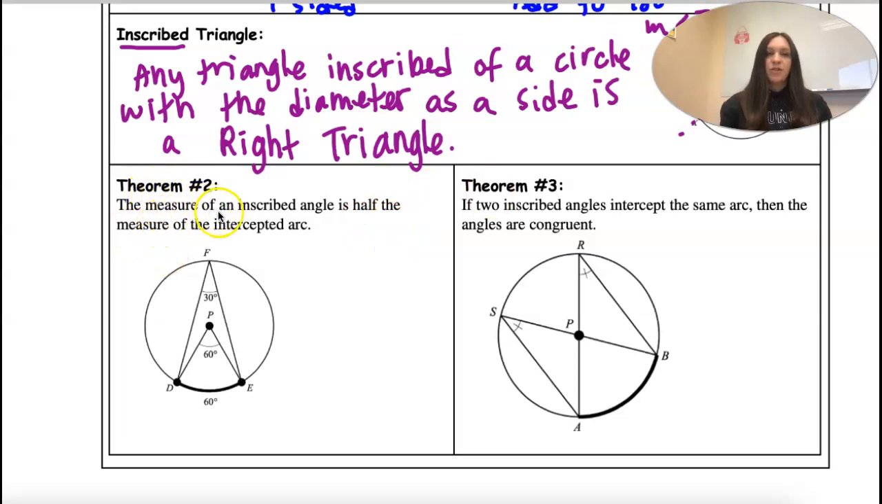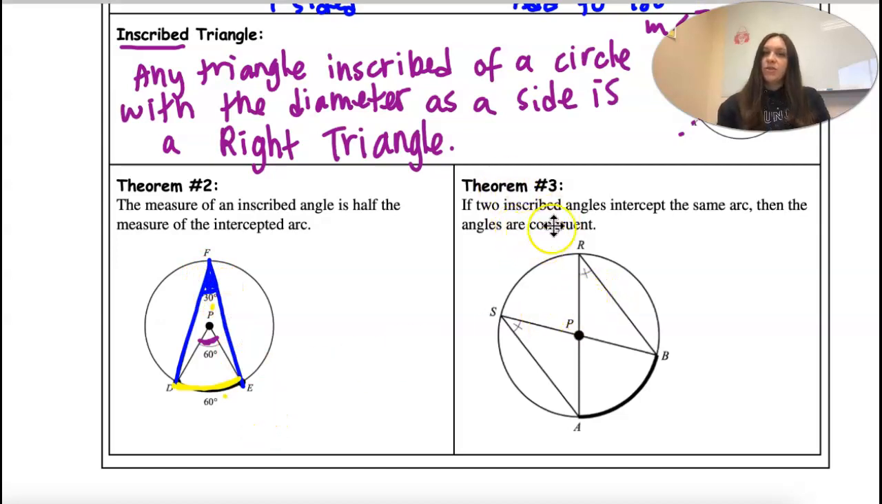Theorem number 2, the measure of an inscribed angle is half the measure of the intersected arc. So I have 2 chords here that make an angle of 30 degrees. This one. That means the arc between those points up here is double. 30 to 60. Happens every time. And then notice the central angle is also 60, because these match. That's what we learned last time. But the angle past that is half.